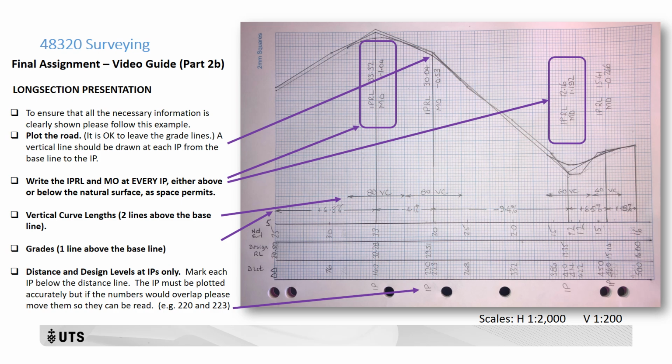Now, often because your IP may end up very close to a natural surface level, as you can see 220 and 230, it's okay to slide the 220 and the 29.51 aside a little bit, just for clarity, but the point, the vertical line, has to be plotted precisely.